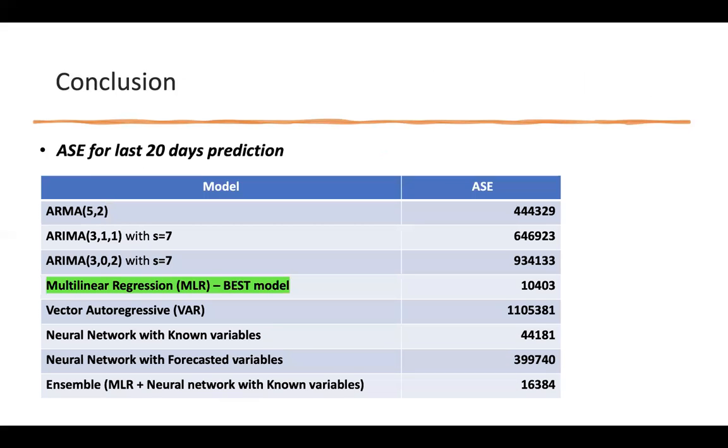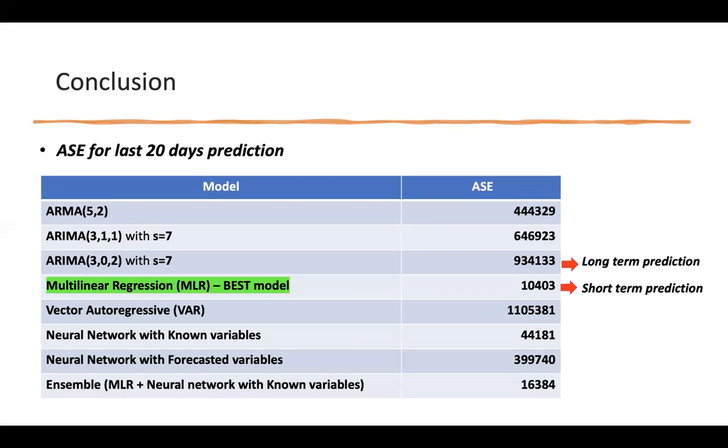Lastly, all the models are compared against each other. The model with the best ASE over the last 20 days was multiple linear regression with ASE of only 10,000. However, it is important to note that it was based on the true values of the regressors. For that reason, multiple linear regression model will be limited to short-term prediction.